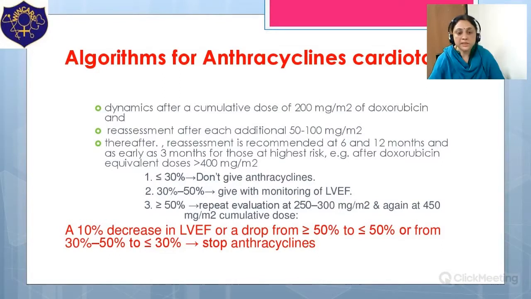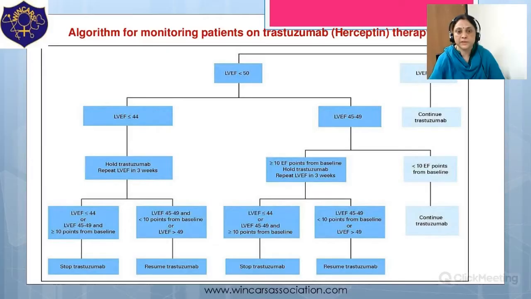If there is a decrease in the ejection fraction of around 10%, that is, a drop of LV ejection fraction to less than 50% in patients who had a baseline of more than 50, we should stop anthracycline. And LV ejection fraction less than 30% in patients with a baseline of 30 to 50% EF, stop anthracycline.